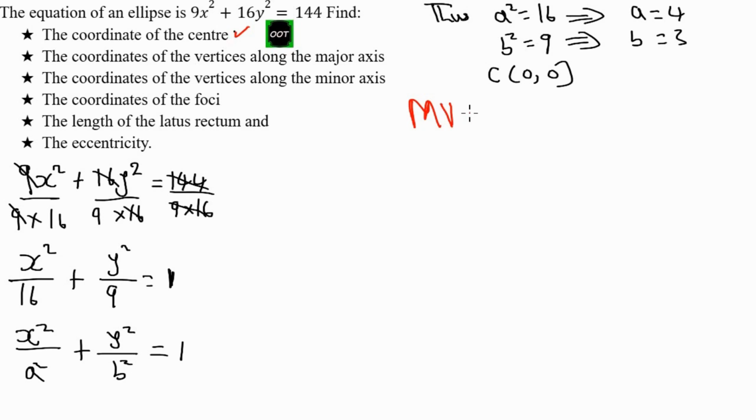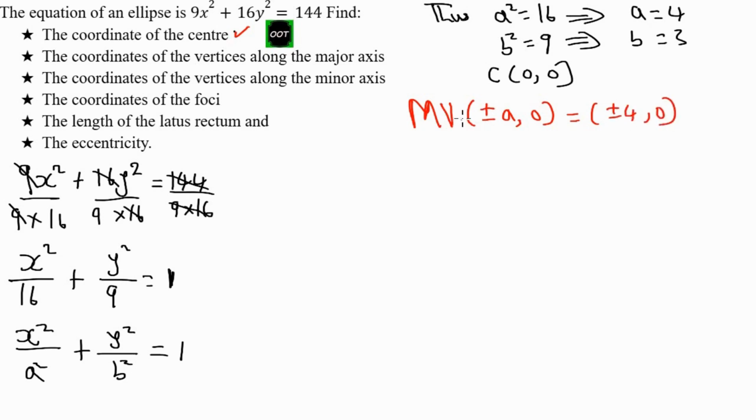Excellent. I don't know if you get it, but I know some of you actually get it. So it's actually horizontal because 16 is the highest value and it's under the x. This means that the ellipse is elongated along the horizontal axis, which is along the x-axis. Thus, it's an ellipse with horizontal orientation. If that is the case, the MV will be plus or minus a, comma 0. What's the value of a? That's 4, so plus or minus 4, comma 0.